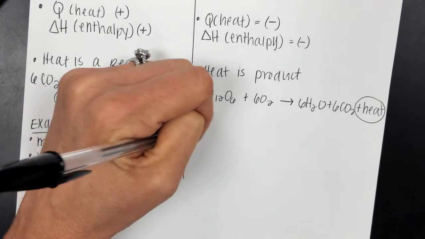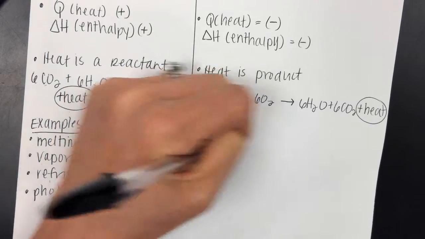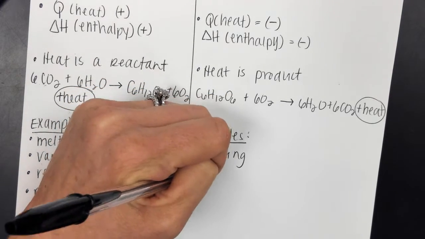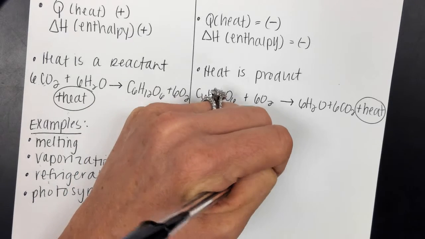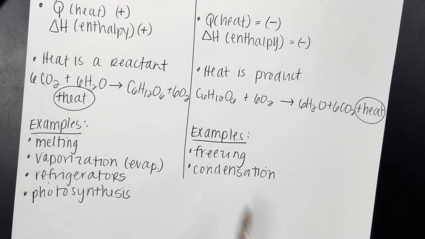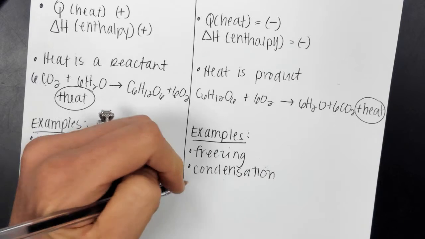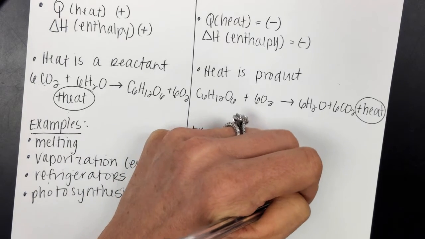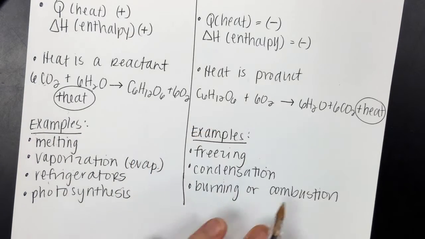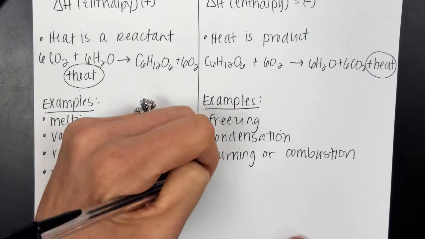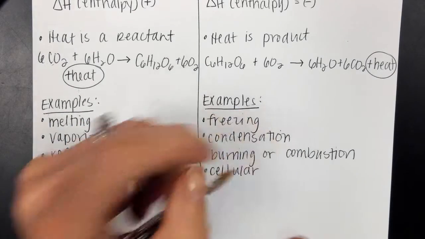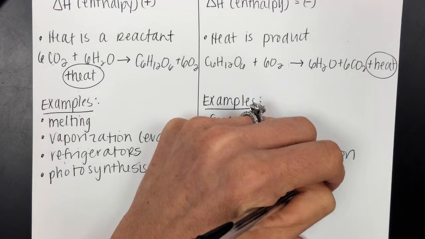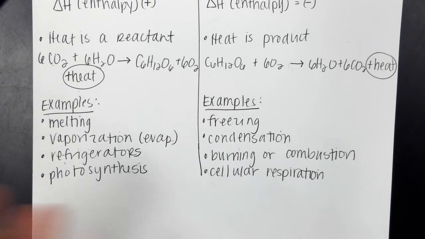Okay, examples of exothermic are freezing and condensation. Right, the opposite of melting is freezing, the opposite of evaporation is condensation. Any type of burning or combustion, those are exothermic. And cellular respiration, which is the example of the chemical reaction we wrote. Okay, anything that releases energy or releases heat.